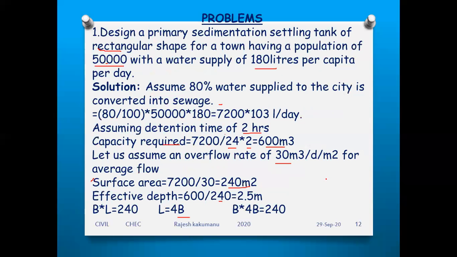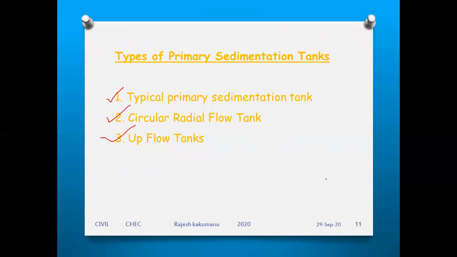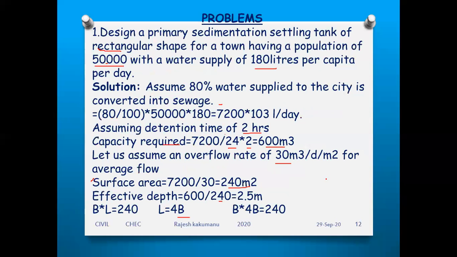What we have done, right? The depth is 4 meters. So like this you have to design. Design means simply the length, width and height.